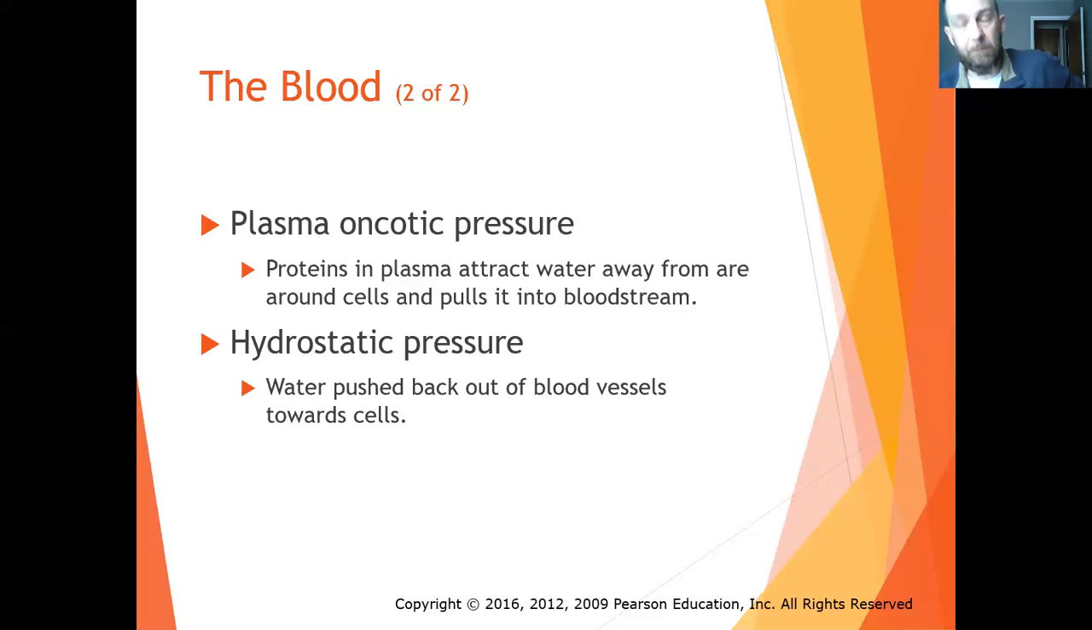So what hydrostatic pressure does is that pulse wave comes down there, it actually pushes water, it helps force water out of the bloodstream and into the cells. So both of these things are happening at the same time. One's taking water a little bit away from the cells and one's pushing it back. So there's a nice balance, that Goldilocks zone of enough water in the blood and enough water around the cells. If either one of these things isn't working right, we're going to see problems.